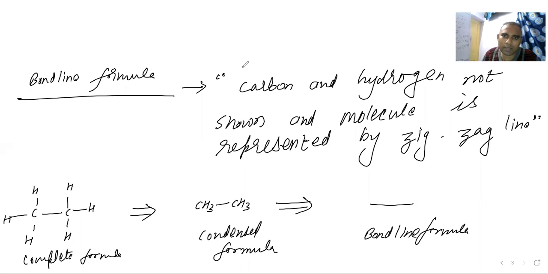For two carbons, this is the only representation in which you can count. How can you count all the carbons? Suppose this is 1, this is 2. So this corner is representing a CH3 group and this carbon is also representing a CH3 group. Can you understand this one?